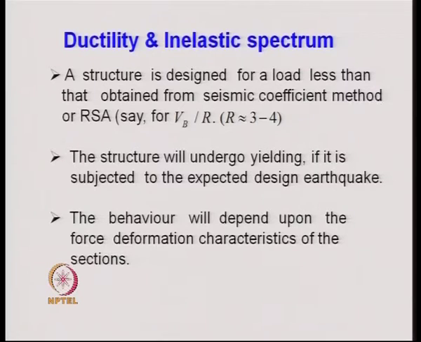For both cases, the load that is computed or the base shear that is computed is divided by a reduction factor R, so that the effective loading on the structure is reduced. The typical values of R that are considered is between 3 to 4 for ordinary kinds of structures. For different kinds of structures, however, the code specifies the values of the reduction factor that is to be taken.